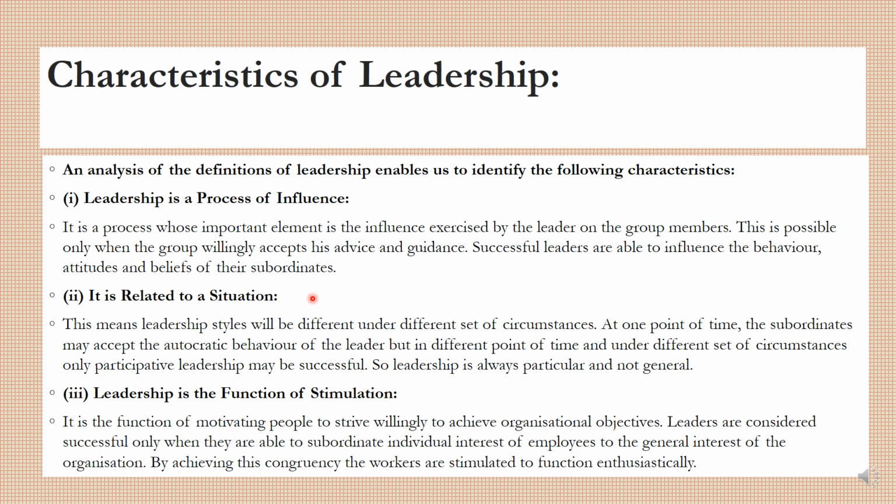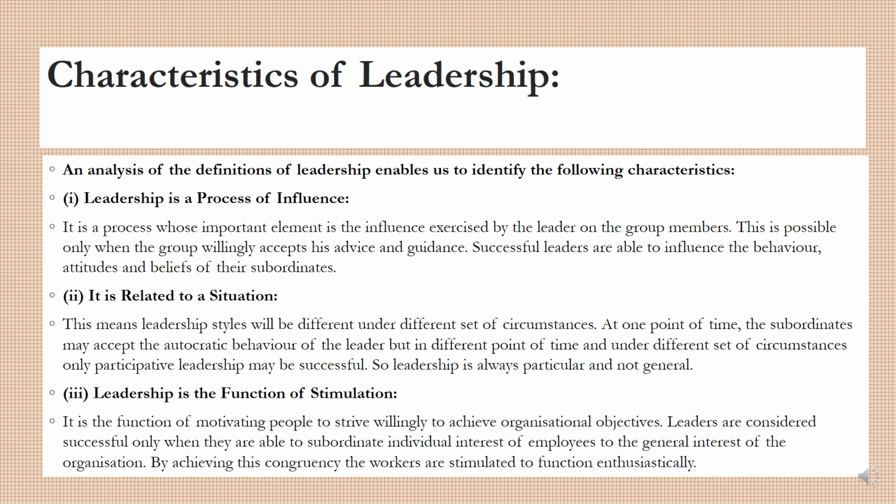Next, it is related to situation. This means leadership styles will be different under different sets of circumstances. At one point of time, the subordinates may accept the autocratic behavior of the leader, but at a different point of time and under different circumstances, only participative leadership may be successful. So leadership is always particular and not general.